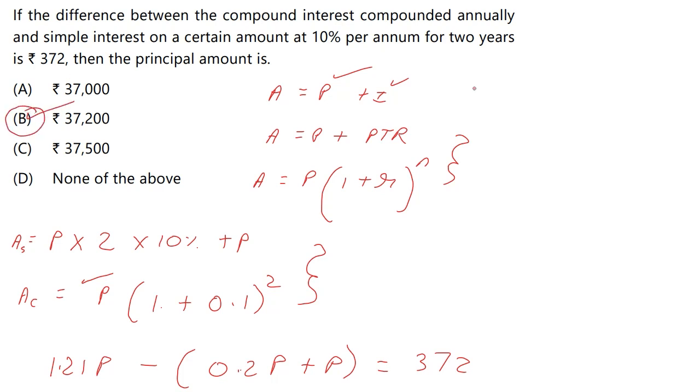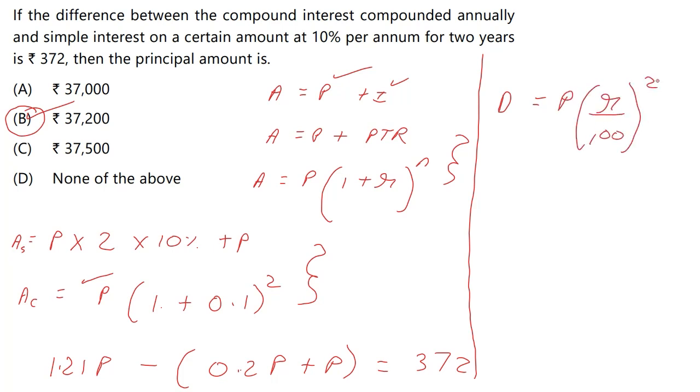Now, this took a while to do, and there is actually a formula where we can find the difference directly. The difference is equal to the principal into bracket R upon 100 raised to the power of 2. So I know that the difference is 372. I don't know what the principal is. And R is 10%, so basically they want us to write it like this, 10 upon 100. Don't write 0.1 upon 100. It's 10 upon 100, raised to the power of 2.